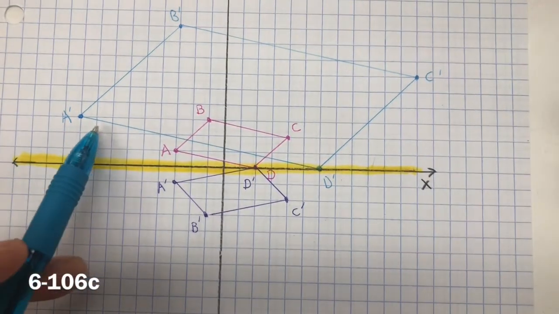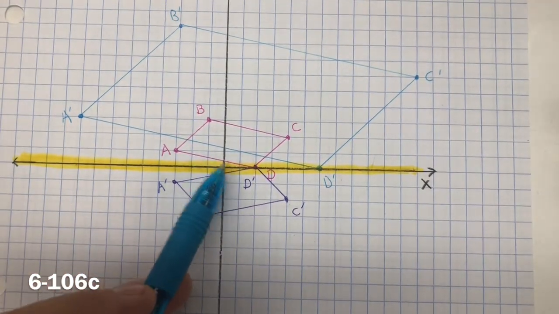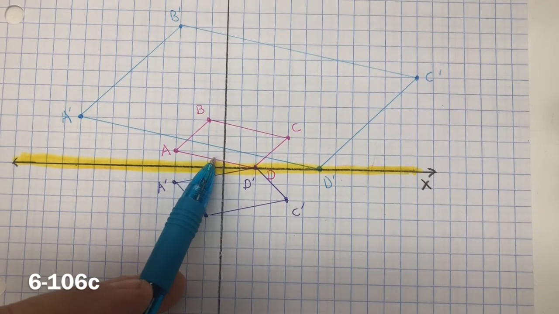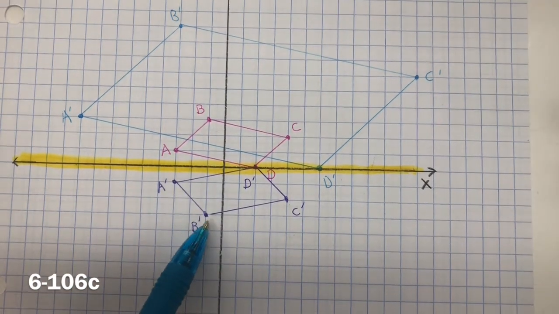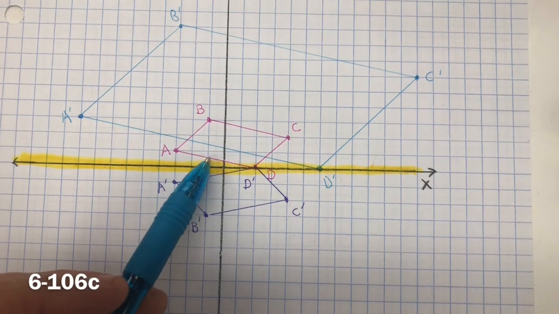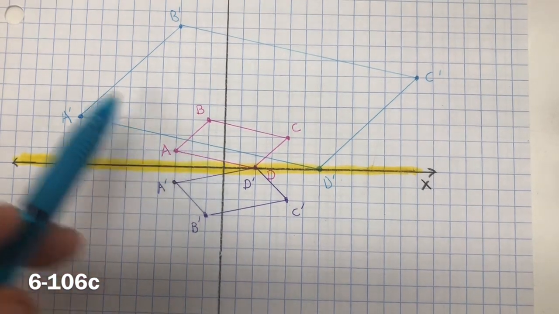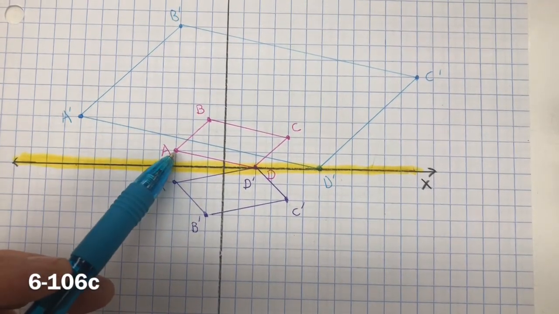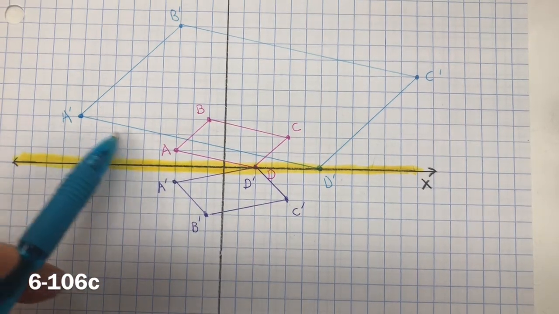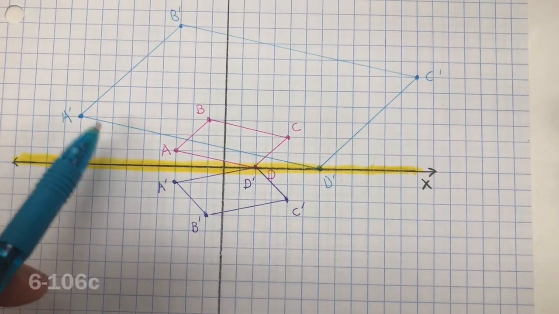And we wouldn't call these double primes because we're reflecting this from the original. We reflected from the original image to get the prime here. But when we did the scale factor, we started from the original and we're going to do a different transformation. So we're going to call this A prime.